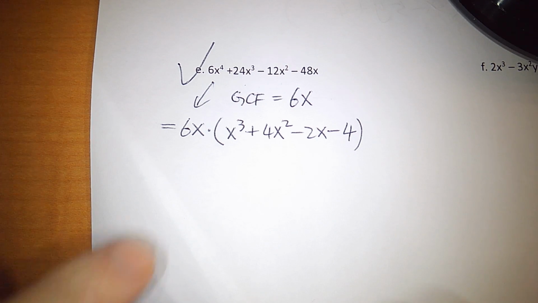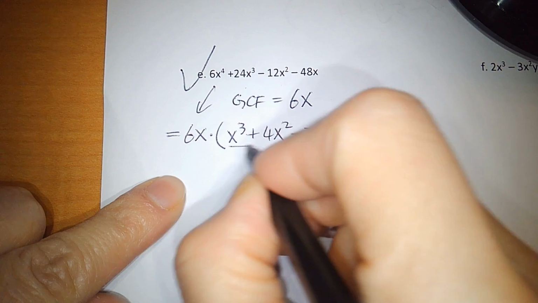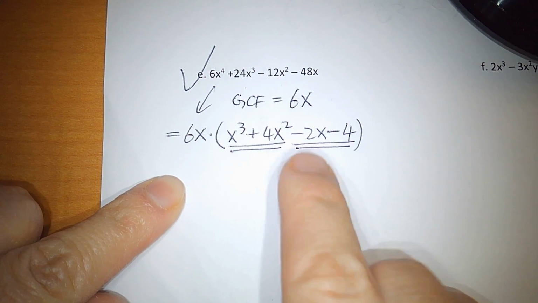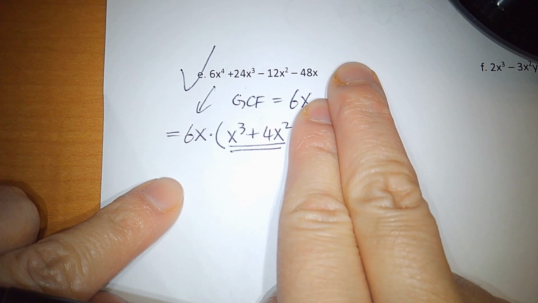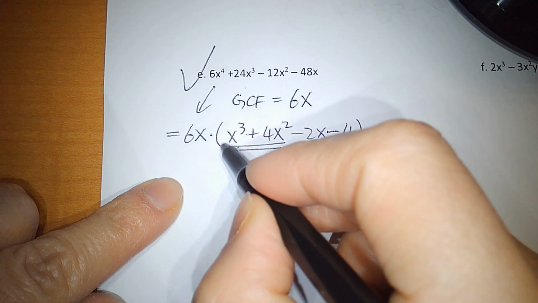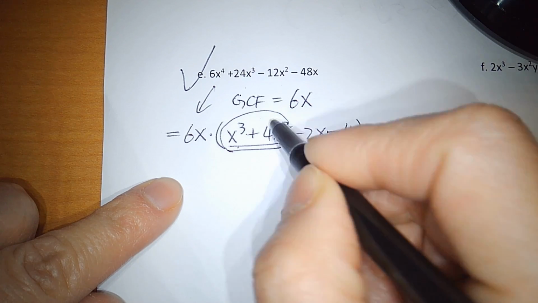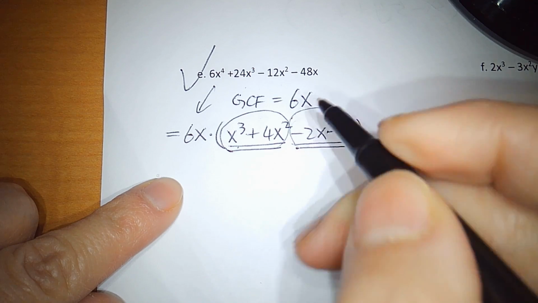Alright, so we have 4 terms. How can we factor 4 terms? We group them by 2 terms. Every 2 terms is a group. And then we're going to factor out whether there is any GCF from these 2 terms, okay?